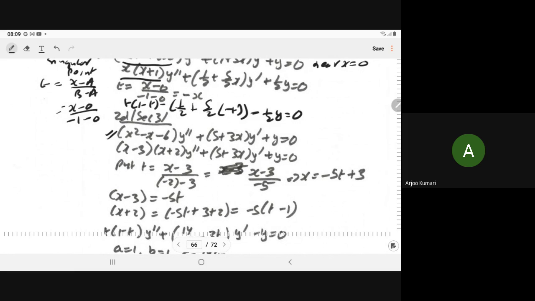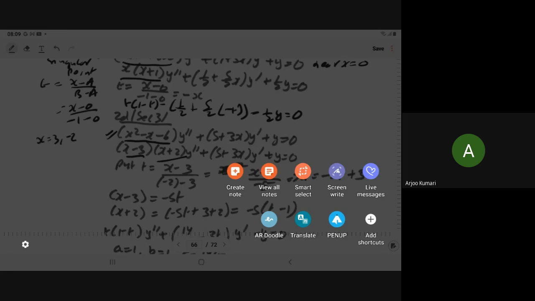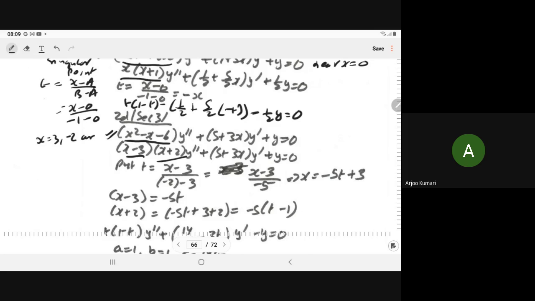For example, in this question, x squared minus x plus 6 y double dash plus 5 plus 3x y dash plus y is equal to 0. If you take the factors of the polynomial coefficient of y double dash, we can write this as x minus 3 into x plus 2. It means x is equal to 3 and x is equal to minus 2 are regular singular points.